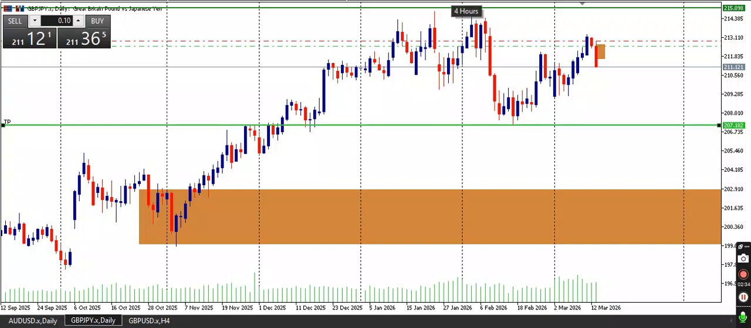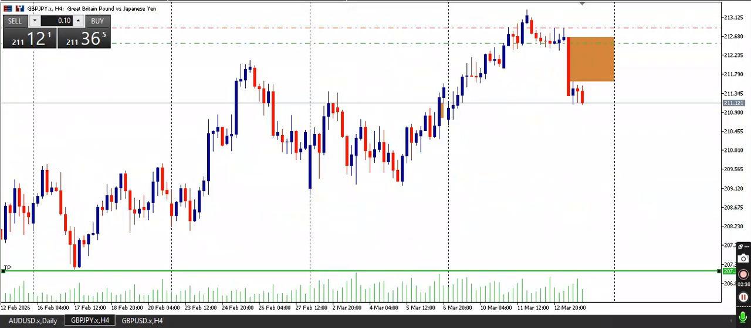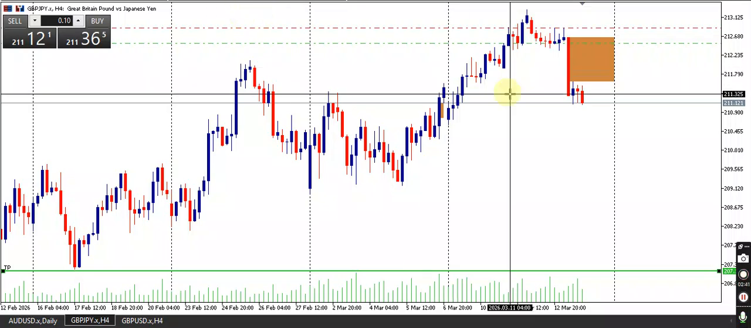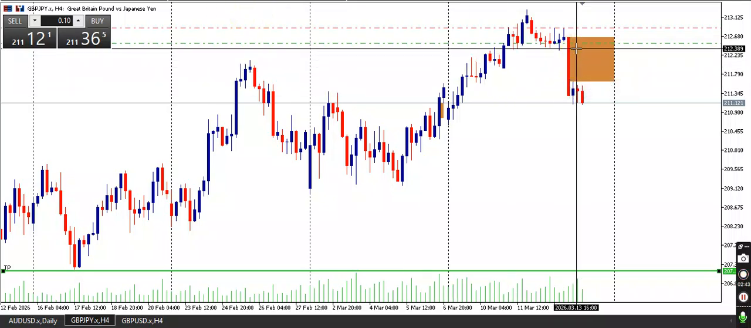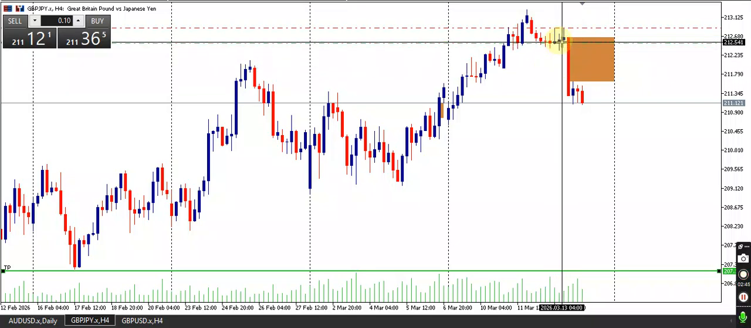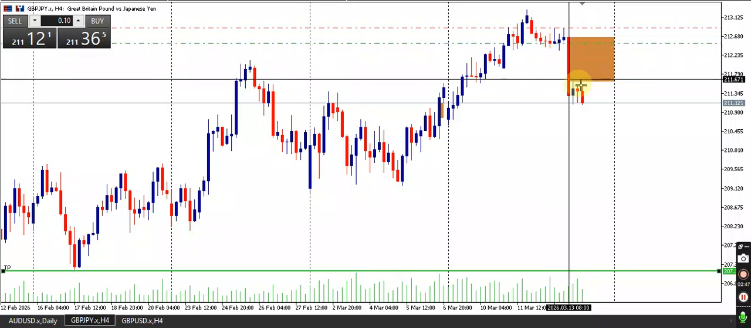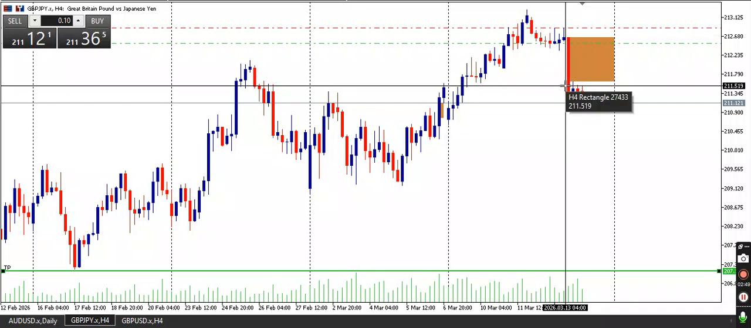So let's see the 4 hours time frame. When you see the 4 hours, you realize that this was a full displacement here. You can see closing below these ranges. This was a full displacement with this candle.